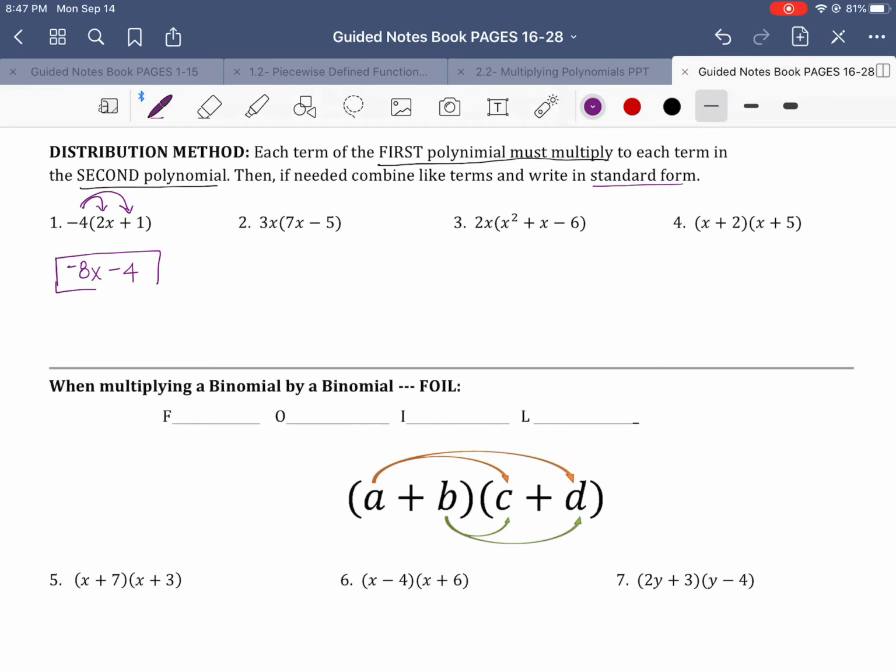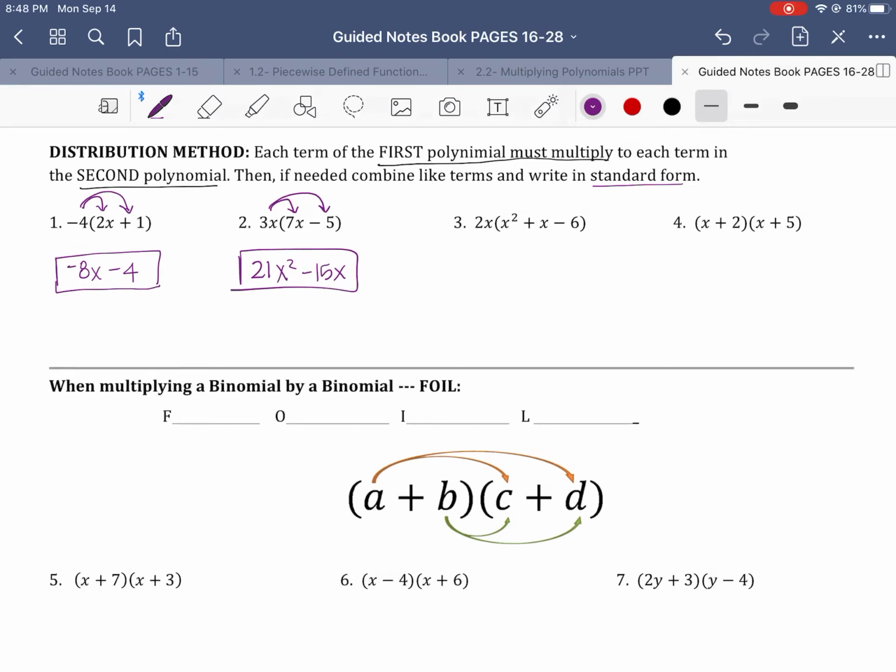Now that's the end because there are no like terms to combine, and that was just a monomial times a binomial. So everything multiplied by each other. Same thing with the next one. We have a monomial. The only difference is this one has an x. So when we multiply 3x times 7x, the 3 times 7 becomes 21, and x times x is x squared. We then multiply the 3x by the next term, negative 5, which gives us negative 15x.